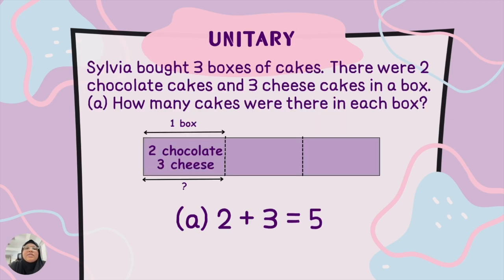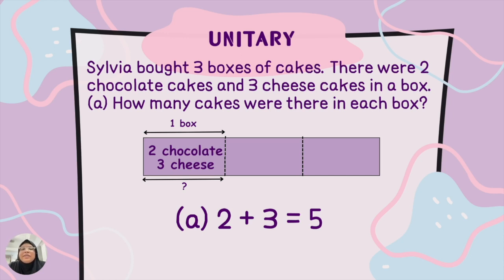Okay, but sometimes the question is as such. So Sylvia bought 3 boxes of cakes. There were 2 chocolate cakes and 3 cheesecakes in a box. All right, so how many cakes were there in each box? So in this case, 1 unit, or rather 1 small rectangle or 1 small part, is represented by 1 box. But in each box, there's 2 chocolate and 3 cheesecakes.